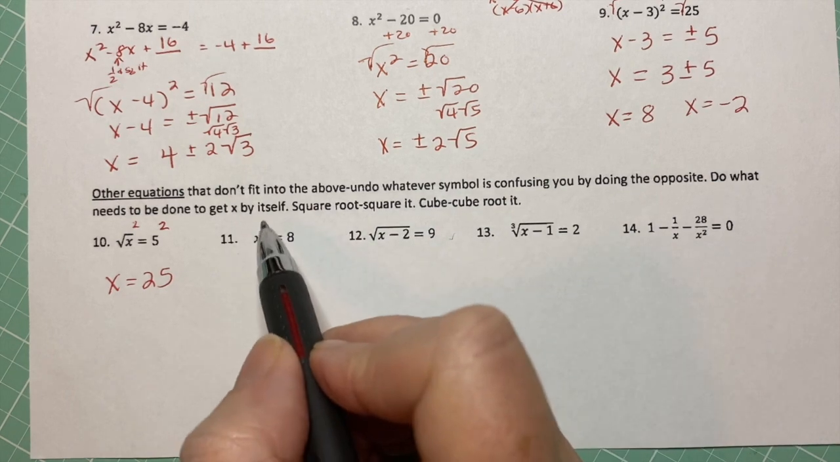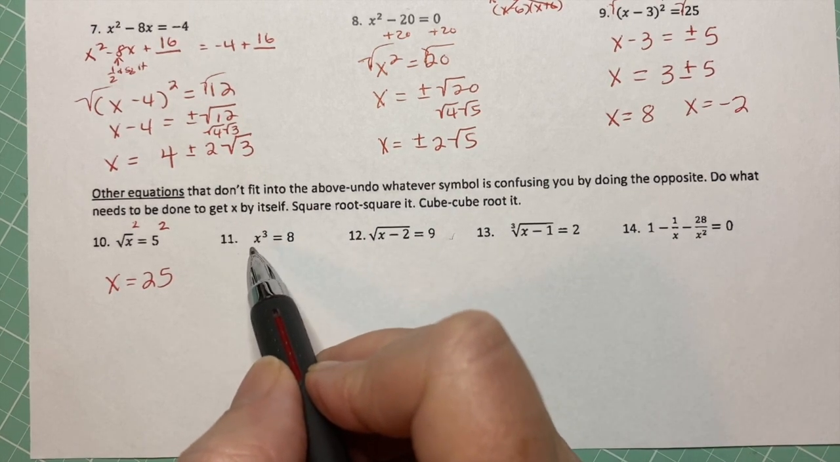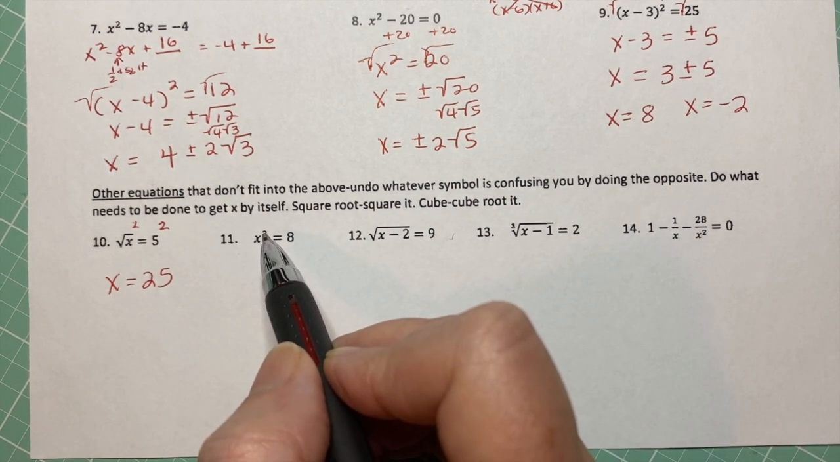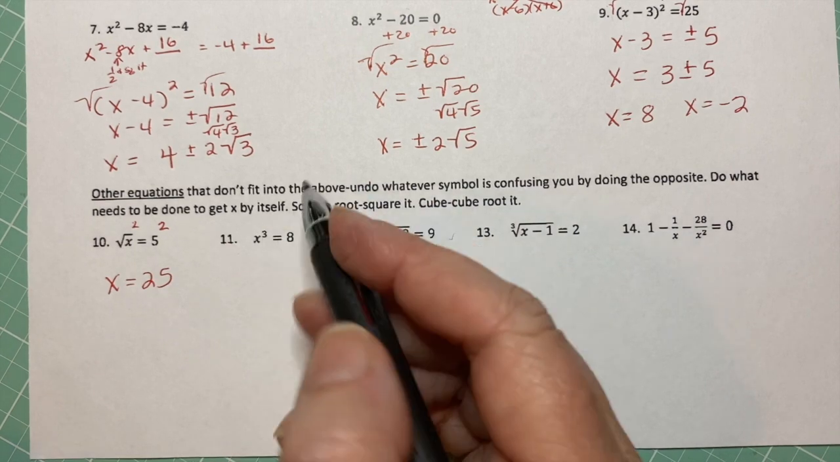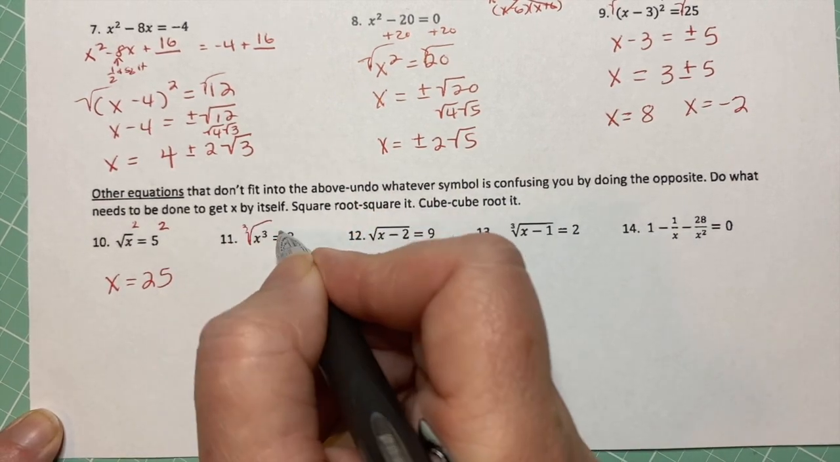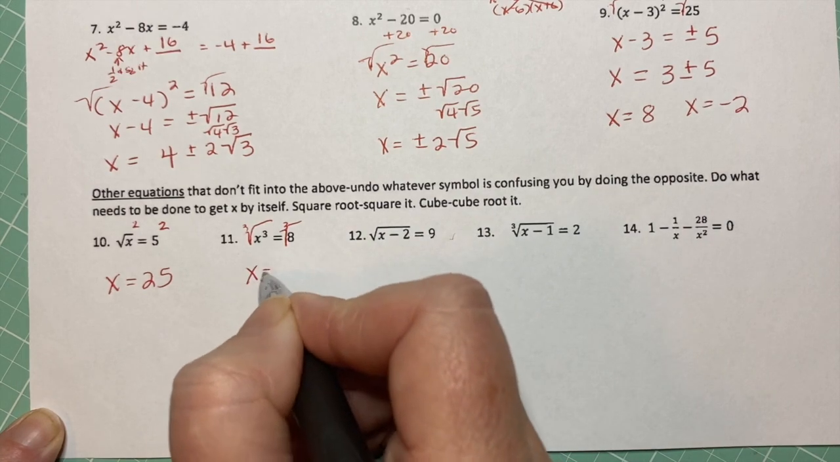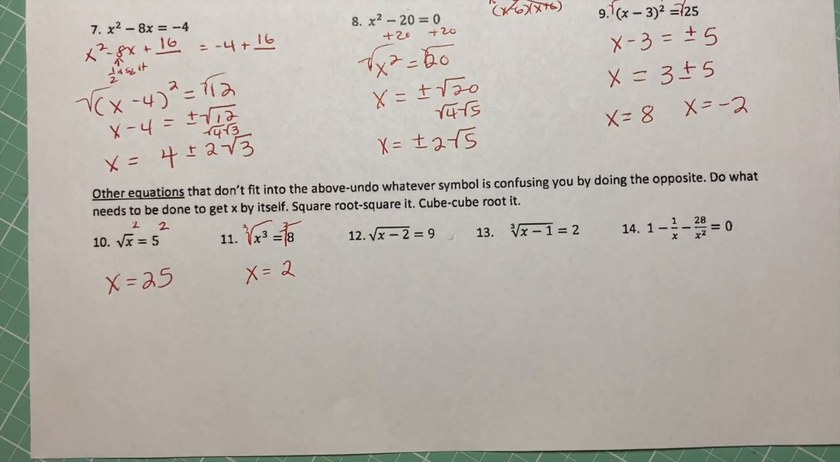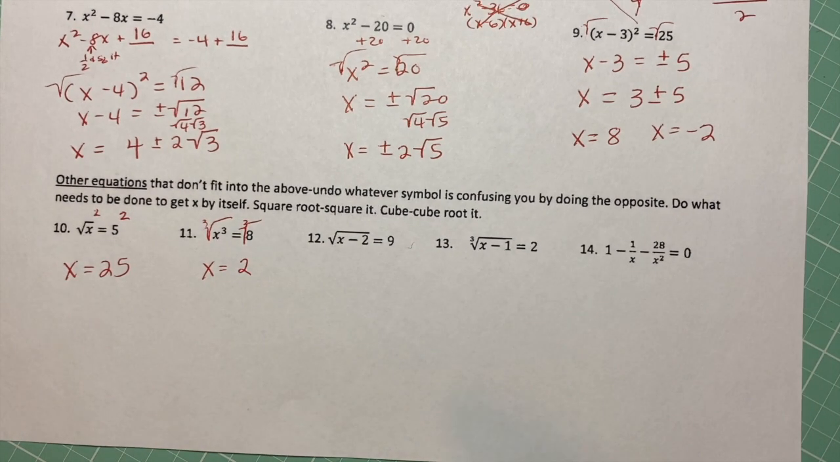Let's look at this next one, a cube root. x to the third. What are you going to do to something to the third power? You're going to take the cube root. So again, you would just cube root both of these and get x equals 2, because 2 times 2 times 2 is 8. Again, we're just kind of using some common sense here.